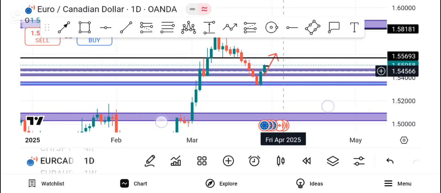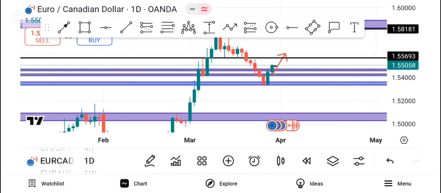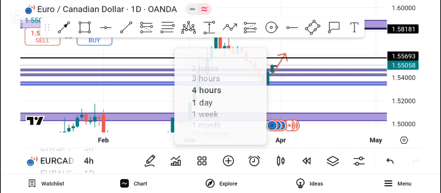As you can see on the daily, we are still having an uptrend. There's nothing more to talk about on the daily. Let's go to the 4 hours and get some more entries.